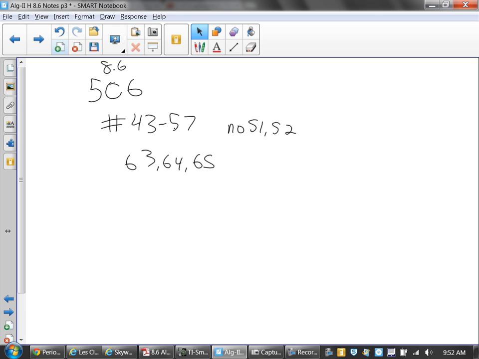Now, one thing I will tell you is that there's a natural log problem in there, or two. How do you undo a natural log? You e it.